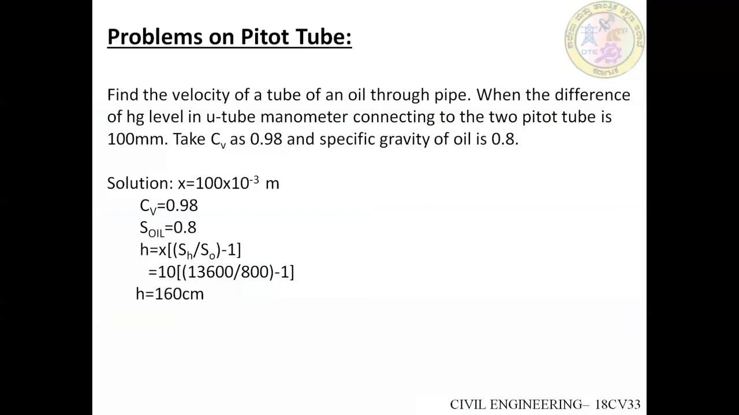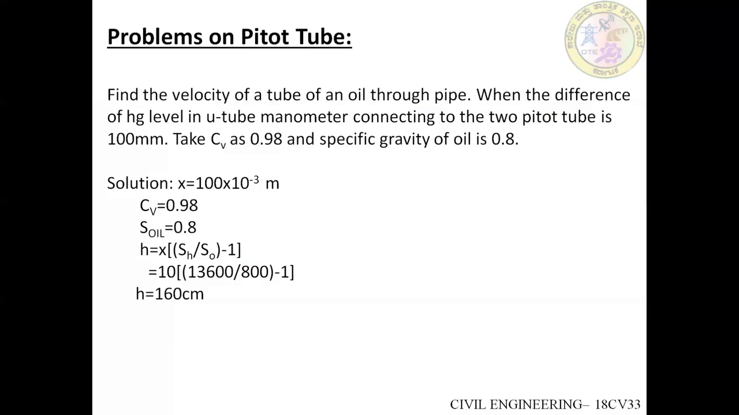Find the velocity of oil through a pipe when the difference of mercury level in the U-tube manometer connecting the two pitot tubes is 100 mm. Take CV as 0.98 and the specific gravity of oil is 0.8.